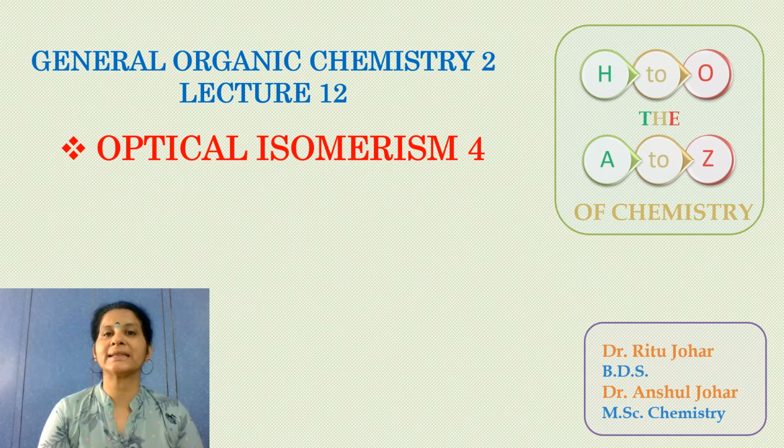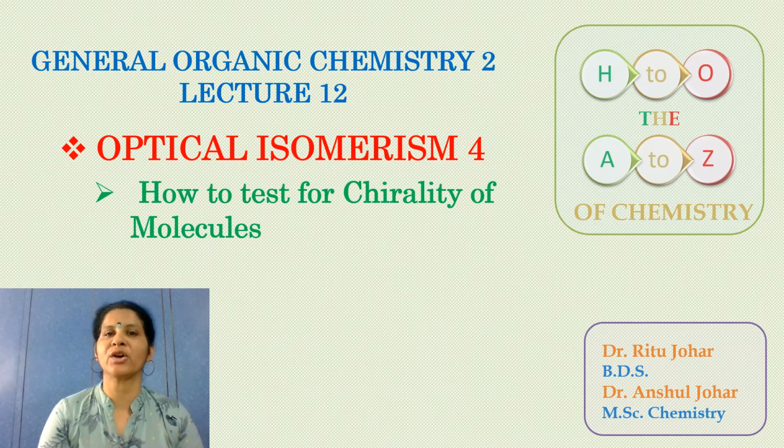But then we got stuck: if a molecule has no chirality center, or has more than one chirality center, that is, more than one asymmetric carbon, then what are we going to do? How are we going to decide whether that molecule is going to exhibit optical isomerism or not? And here it is very important to understand the elements of symmetry.